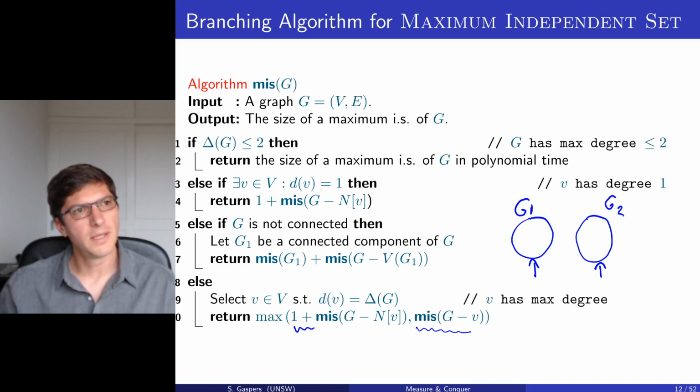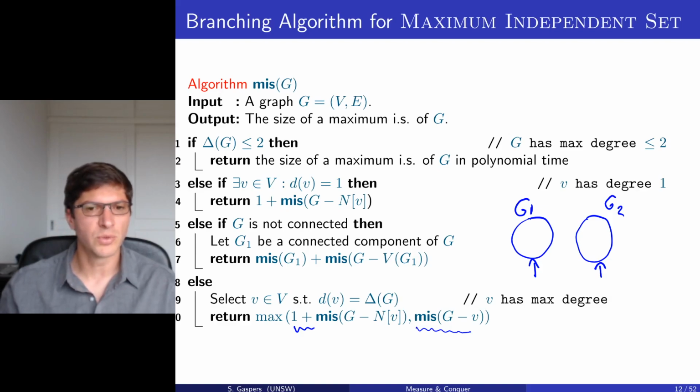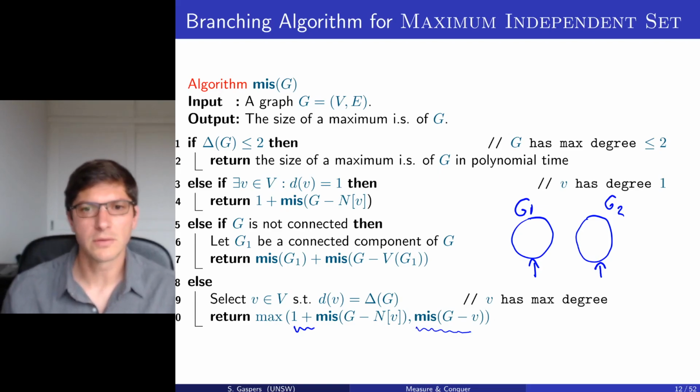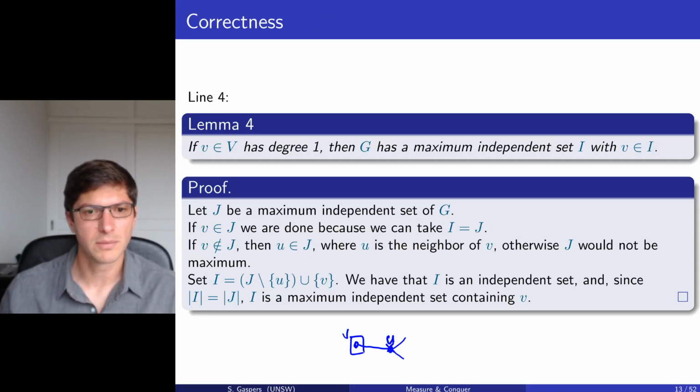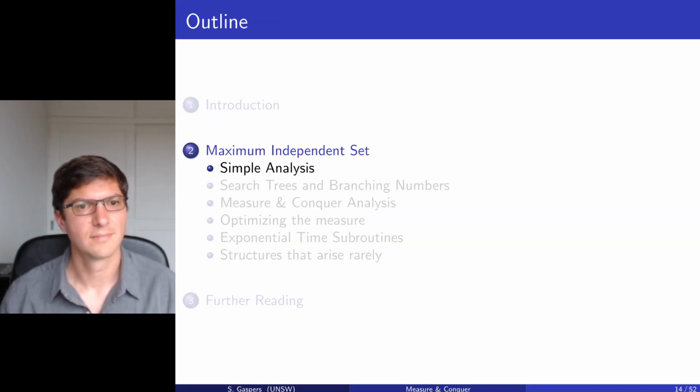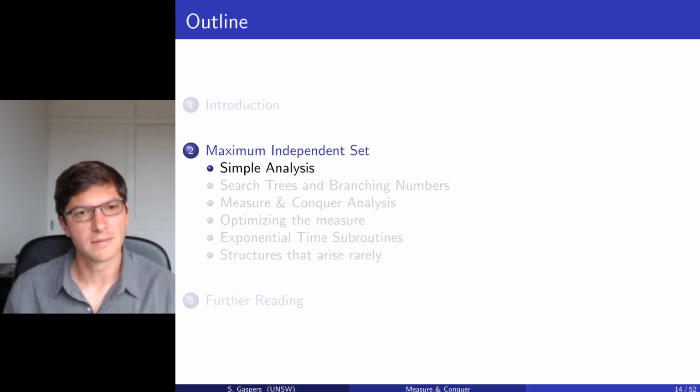If they had degree 3 before, then they now have degree 2. And then we are not going to branch on those vertices anymore. So it's not so obvious, but we can give it a try. We start with the simple analysis.